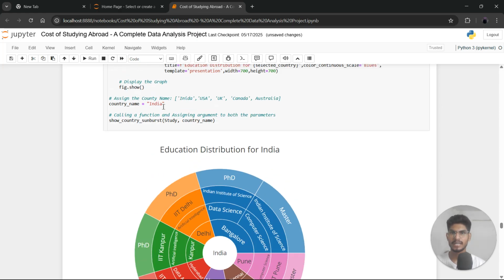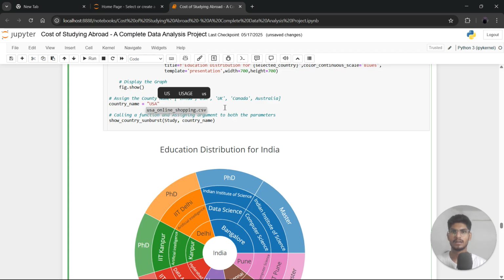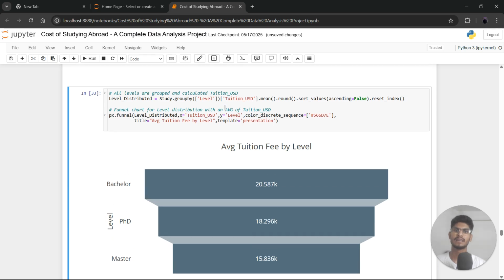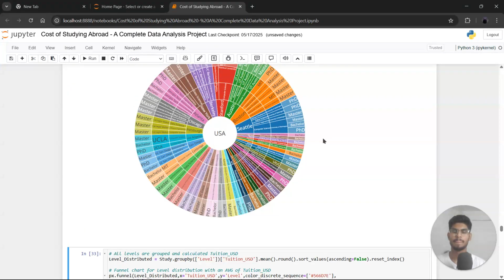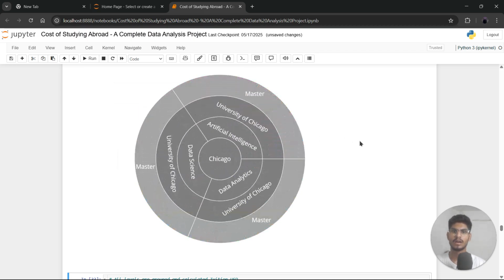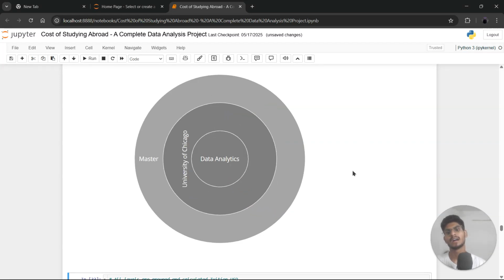If I want to change it right here, I want to go from India to USA. So what will we do? Now it will create another sunburst but with the same structure. Now you can see that I want to study in USA, in Chicago, and I want to pursue data analytics. In Chicago there is a university called University of Chicago, and they are offering only masters. So I can do masters in data analytics in Chicago like this.